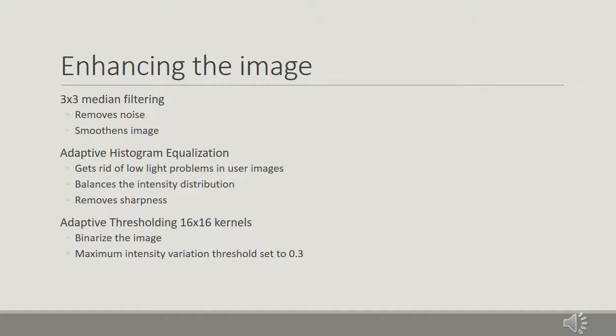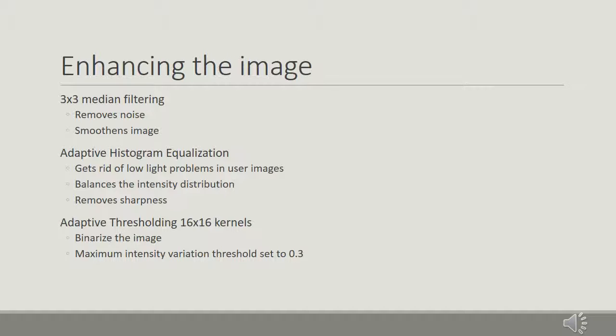So how do we enhance the image? For that, we have taken three different filtering and multiplication techniques. First I do a 3x3 median filtering. 3x3 median filtering basically gets rid of all the standard noise, and it also smoothens the image.